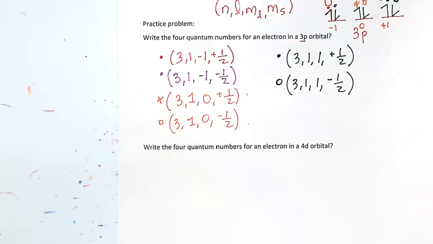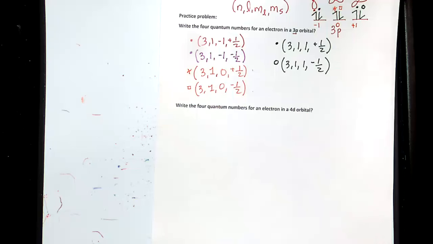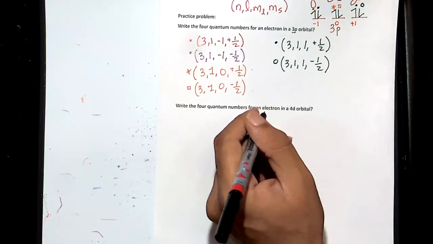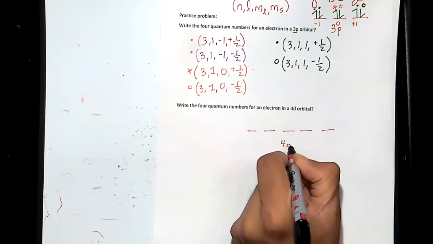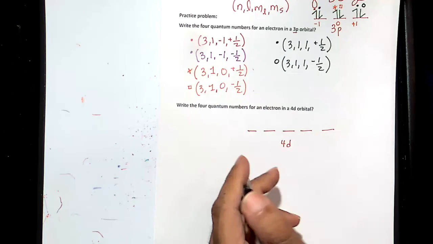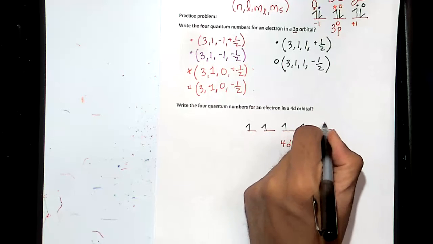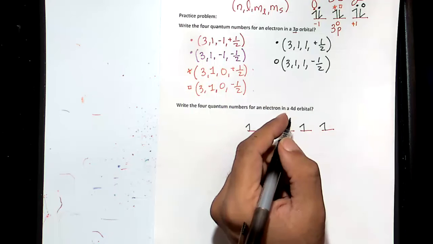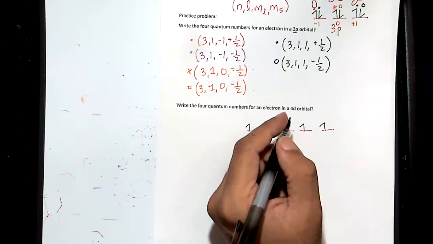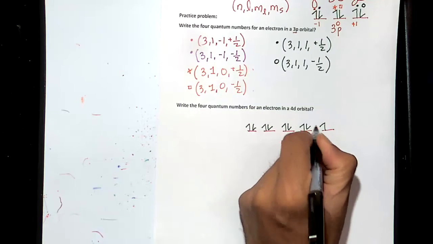Okay, how about 4d? Remember, how many slots does the d hold? 5. 1, 2, 3, 4, 5. It's 4d. How will the electrons go in d? Spin up, spin up, spin up, spin up, spin up. And then are they going to go to the next level, or will they pair up? It's better to pair up than go higher in energy. Spin down, spin down, spin down, spin down, spin down.